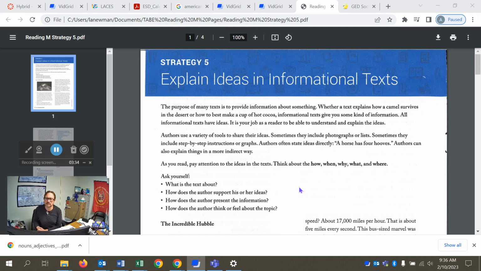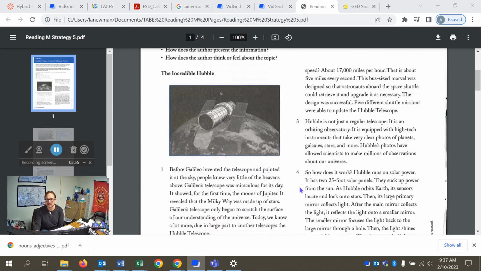Authors use a variety of tools to share their ideas. Sometimes they include photographs or lists. Sometimes they include step-by-step instructions or graphs. Authors often state ideas directly. A horse has 4 hooves. Authors can also explain things in a more indirect way. So it did make reference to sometimes we'll have photographs, or lists, charts.